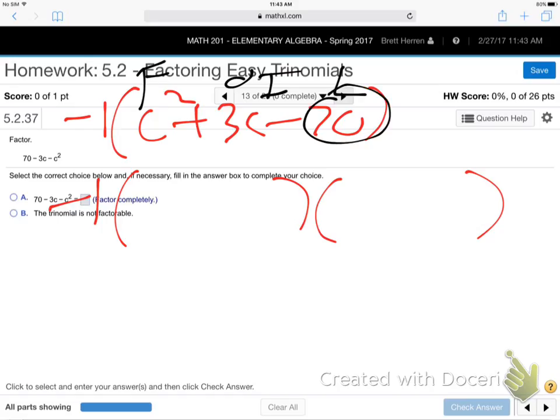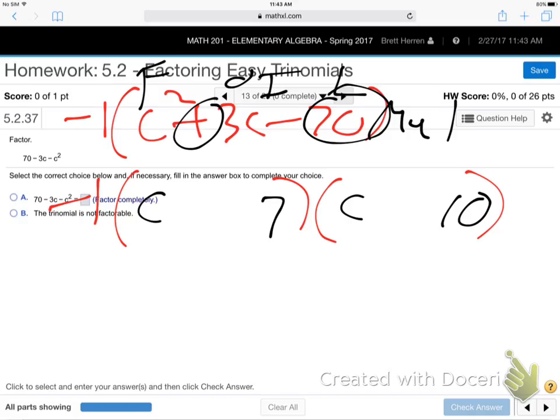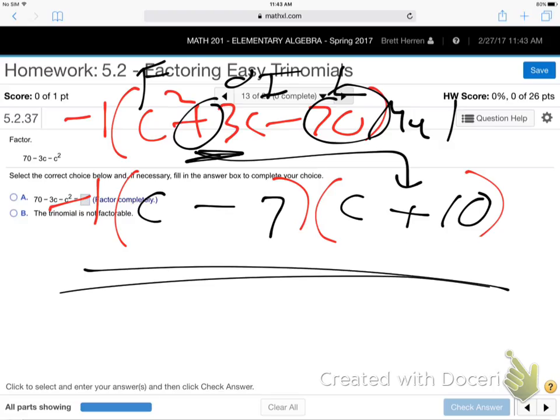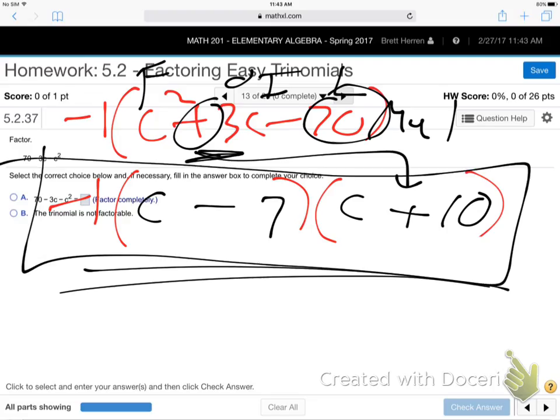FOIL. Front times front to be c squared. Last times last to multiply to be 70: 7 and 10. Sign in the middle goes on the bigger number, on the 10. Good, and this is minus. If you gain 10 and lose 7, you gain 3. They multiply to be -70. So there we go. But that -1 is part of the answer, though. That -1 in the front is part of the answer. Is that good? Does that make sense?